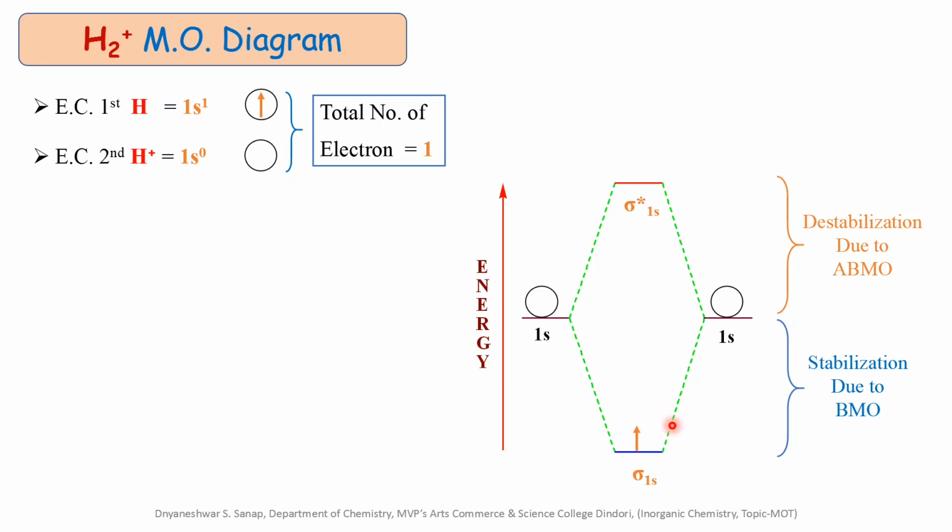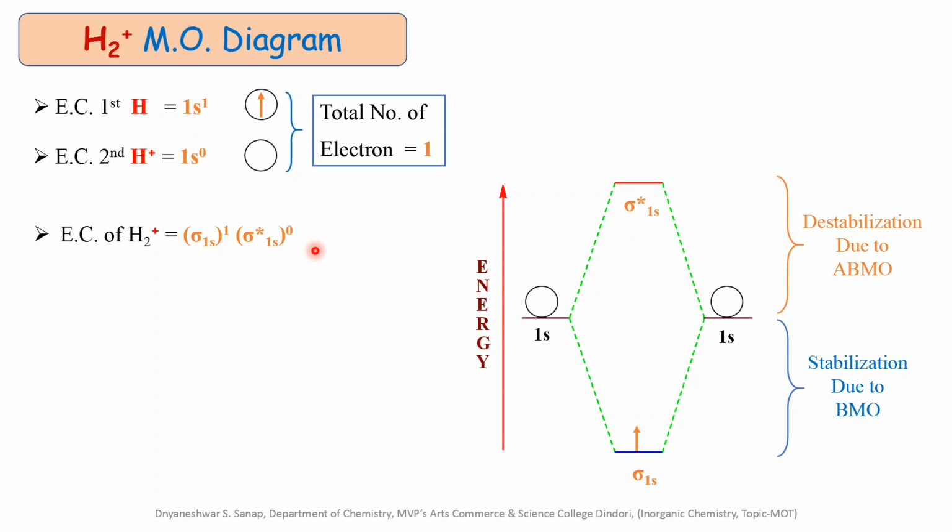From this diagram, we carry forward to writing the electronic configuration for the H2 plus molecular orbital diagram. The electronic configuration for the H2 plus molecule is sigma 1s1 and sigma star 1s0, because there is only one electron, which is present in the bonding molecular orbital, that is the sigma 1s orbital, and there is no electron in the antibonding molecular orbital, that is sigma star 1s. That's why we write the electronic configuration for the H2 plus molecule as sigma 1s1 and sigma star 1s0.